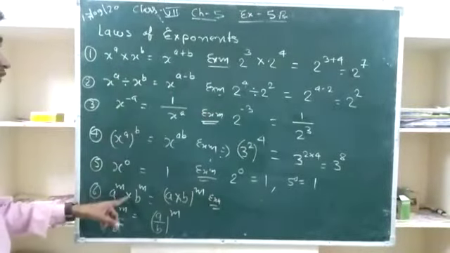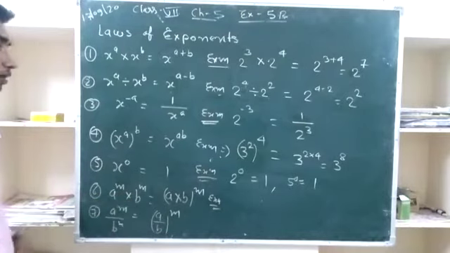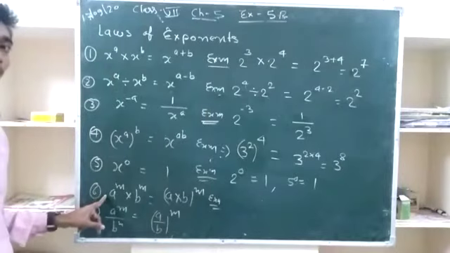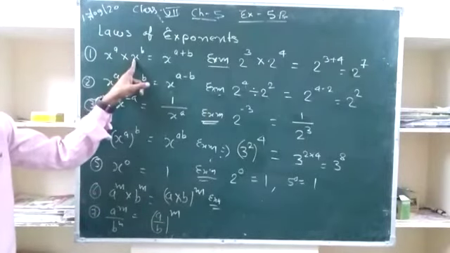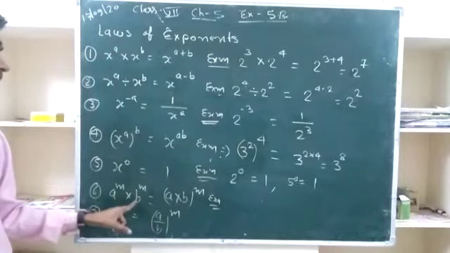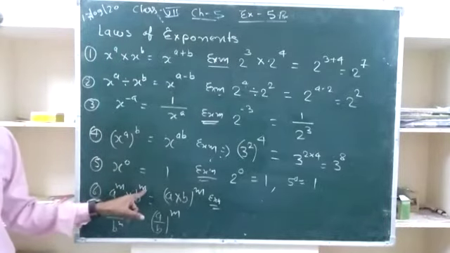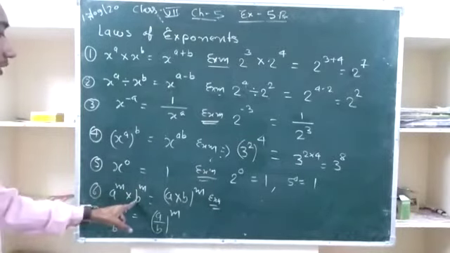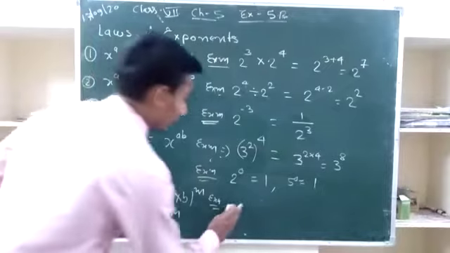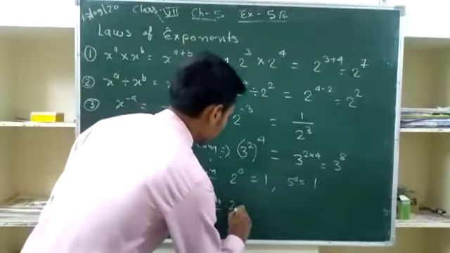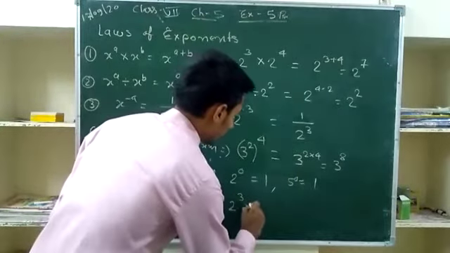a raised to m multiplied by b raised to m. So what is the difference between the first and sixth property? Here the base is same but the power was different. Here the base is different but the power is same. The exponent is same. So how will you solve this? First multiply these numbers. Let us take an example. 2 to the power 3 multiplied by 4 to the power 3.